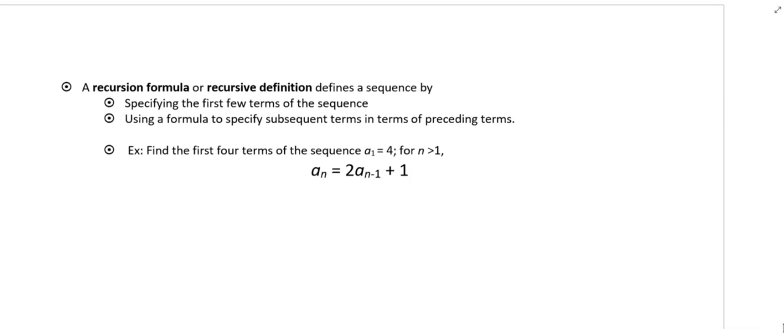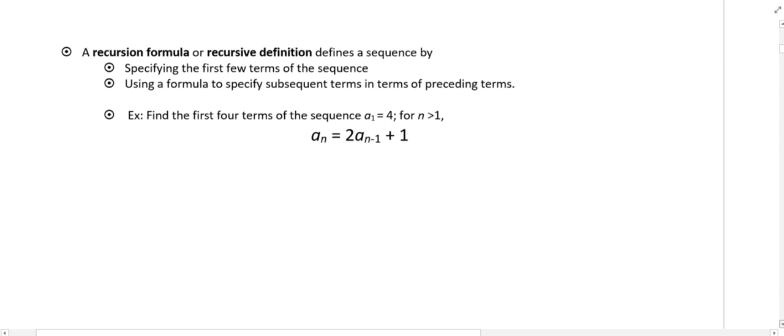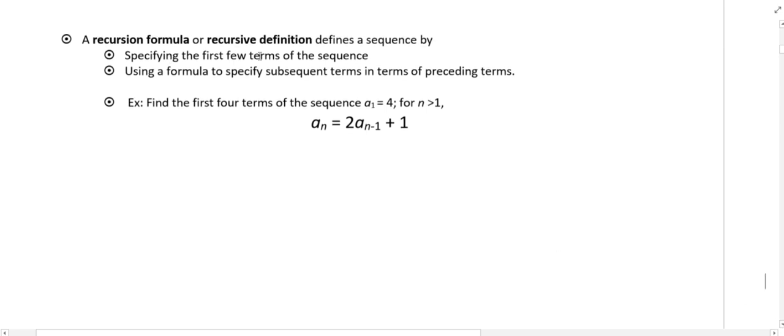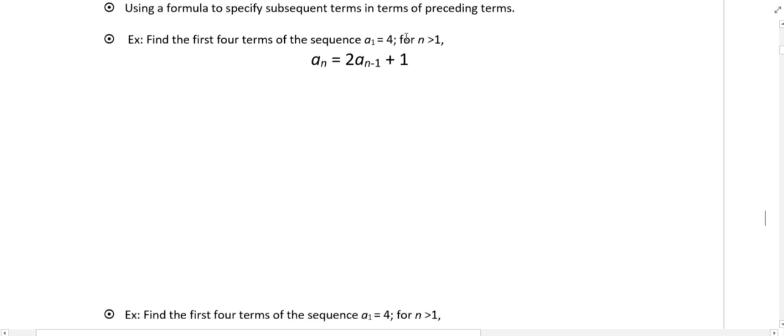The next type of sequence we have is a recursive sequence. This is given to you by specifying the first term or terms of the sequence, and then using a formula to specify subsequent terms. Let me show you what this means here. For example, we have the first 4 terms of the sequence where the first term is 4. So they're going to give you the first term, and then it wants you to find the first 4 terms, so A sub 2, 3, and 4 here. It's indicated that it's recursive by this n minus 1 here. If you see this n minus 1, that is going to indicate a recursive sequence, which means you're using a previous term.